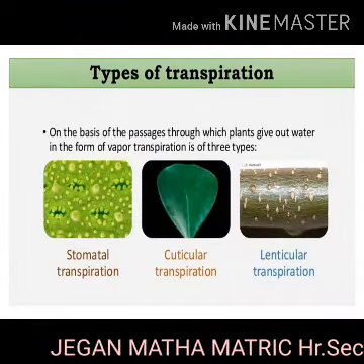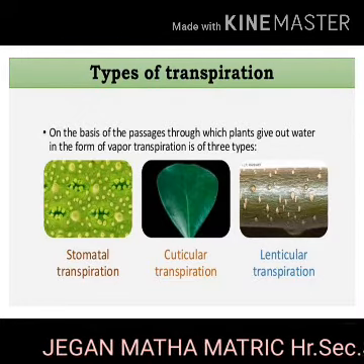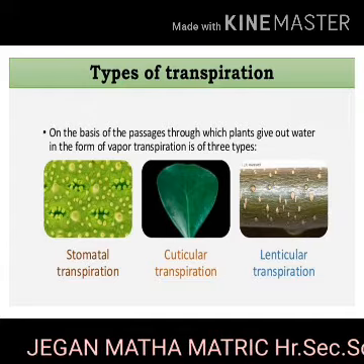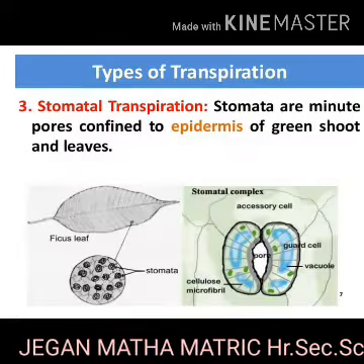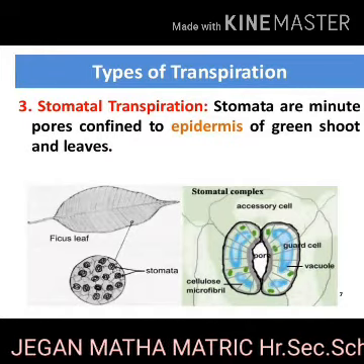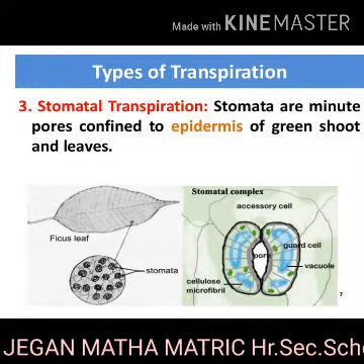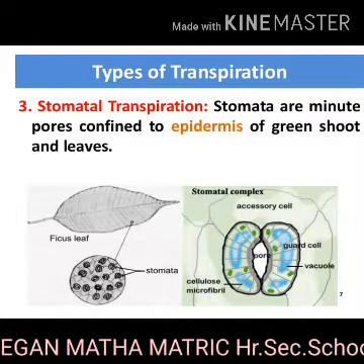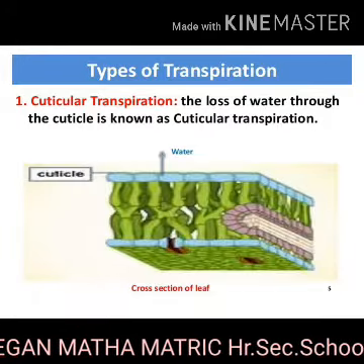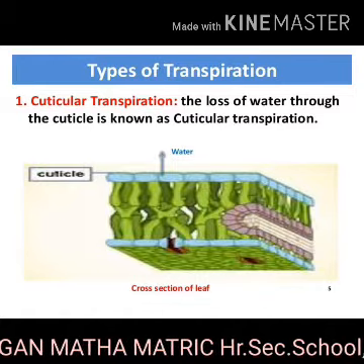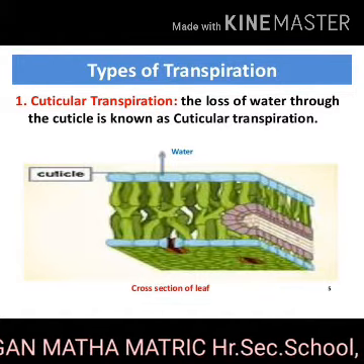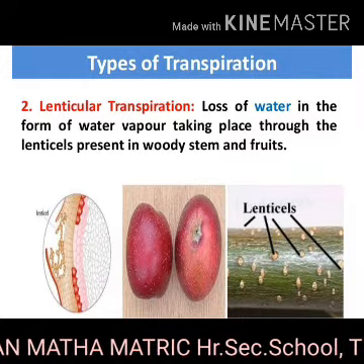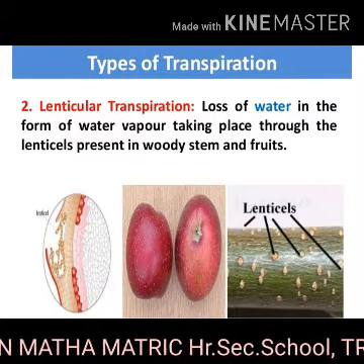Types of transpiration. There are 3 types of transpiration: stomatal transpiration, cuticular transpiration, and lenticular transpiration. Stomatal transpiration. Loss of water from plants through stomata. It accounts for 90 to 95% of the water transpired from the leaves. Cuticular transpiration. Loss of water in plants through the cuticle. Lenticular transpiration. Loss of water from plants as vapor through the lenticels.